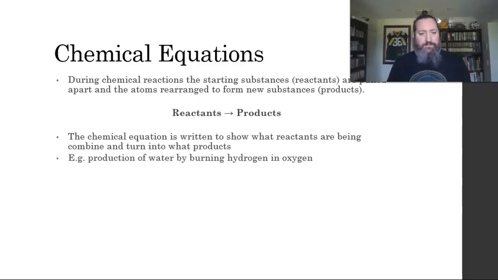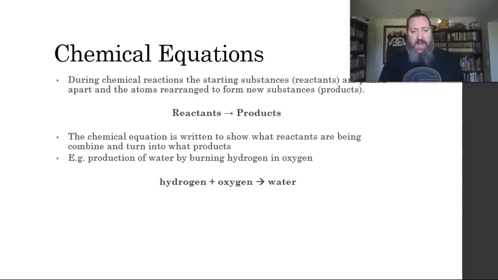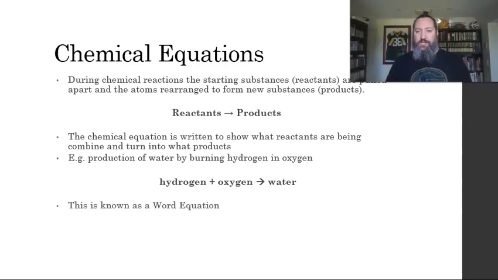So here's an example, one that we've seen a couple of times now. Water is produced by burning hydrogen in oxygen. So we have hydrogen plus oxygen turns into water. So we use a plus sign to show that they're being added together, but then we use an arrow to show that that's turning into water. It's not equal to water. It's not the same as water. So this is what we call a word equation.